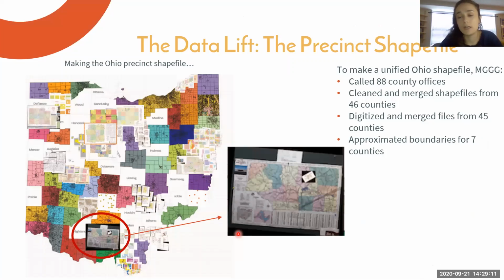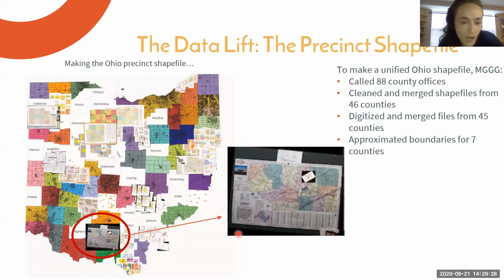So students had to end up calling 88 county offices. They had to clean and merge shapefiles from 46 different counties. They had to digitize and merge files from 45 counties, so when they didn't have any shapefiles at all. And they had to approximate boundaries for precincts in 7 counties.